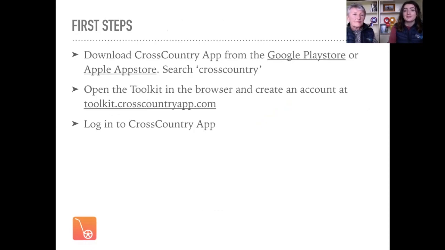So first steps, download the CrossCountry app from the Google Play Store or the Apple App Store. Just search CrossCountry, one word. And then open the toolkit in the browser and create an account at toolkit.crosscountryapp.com. And then log into the CrossCountry app with your account.